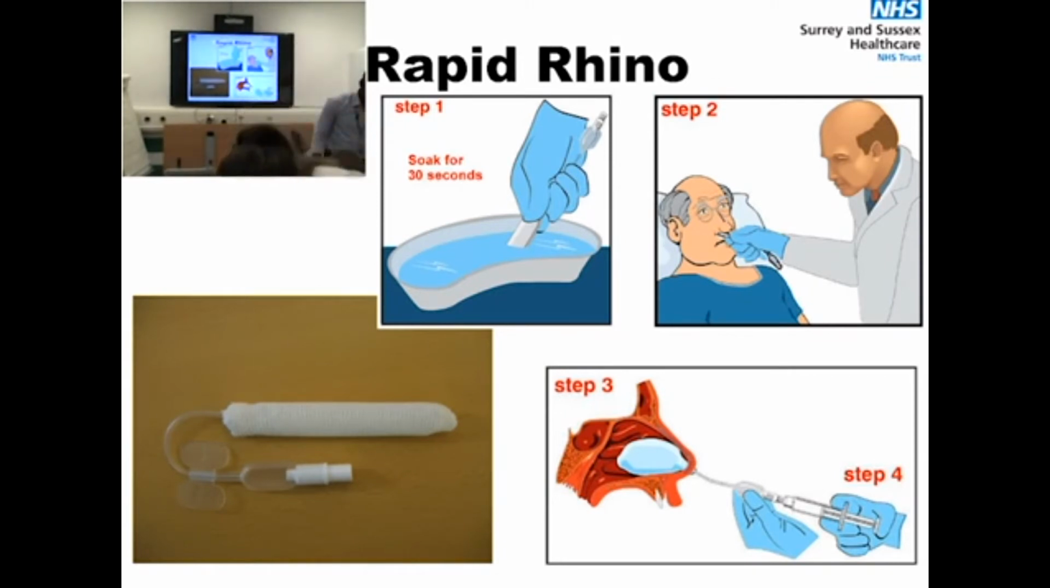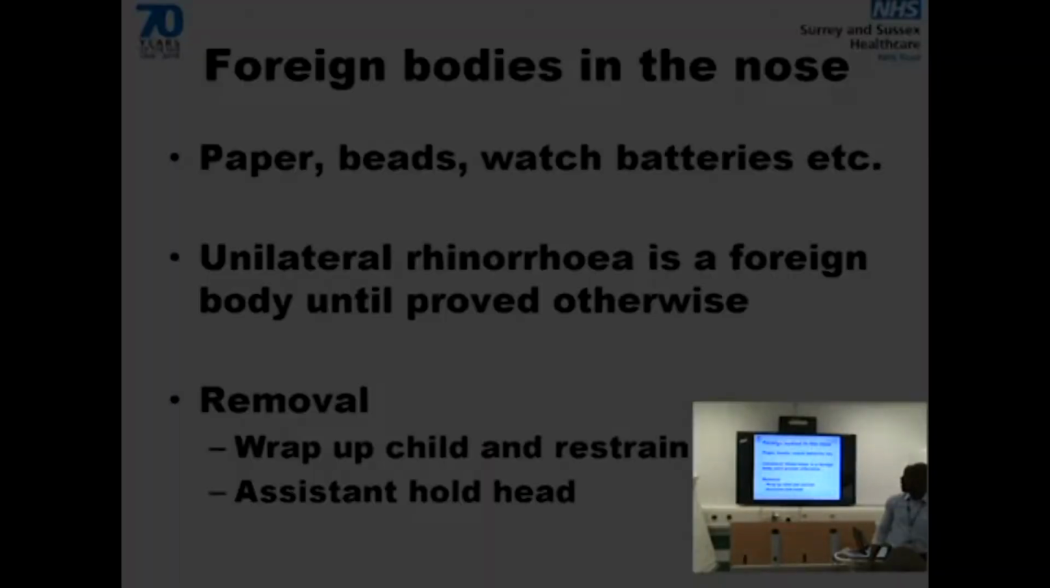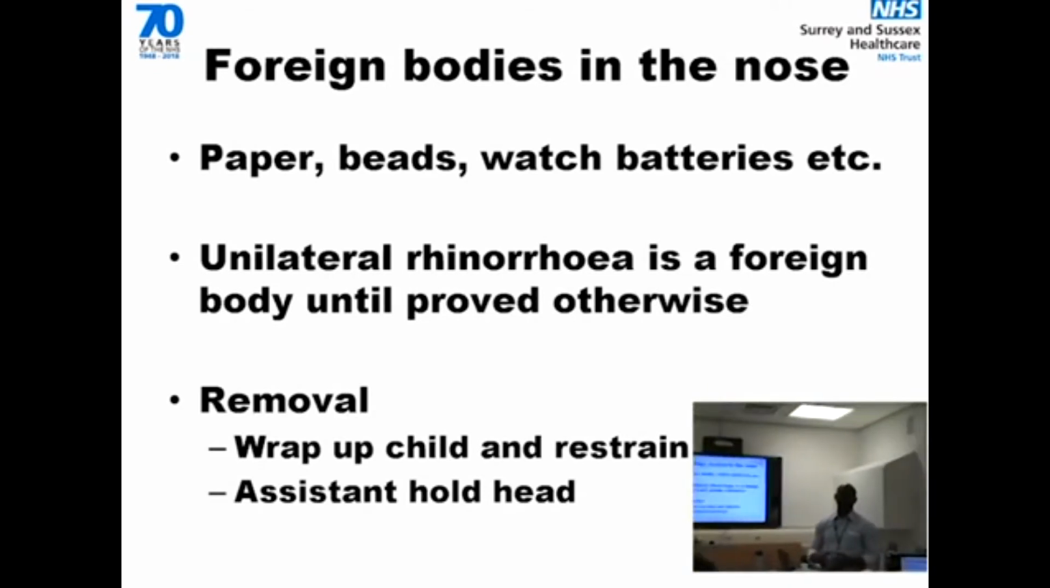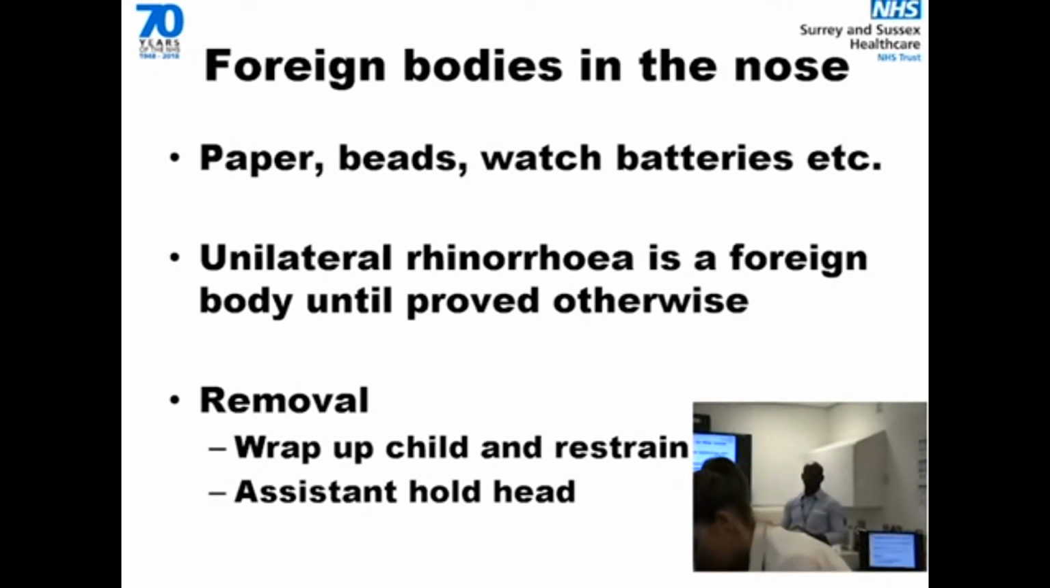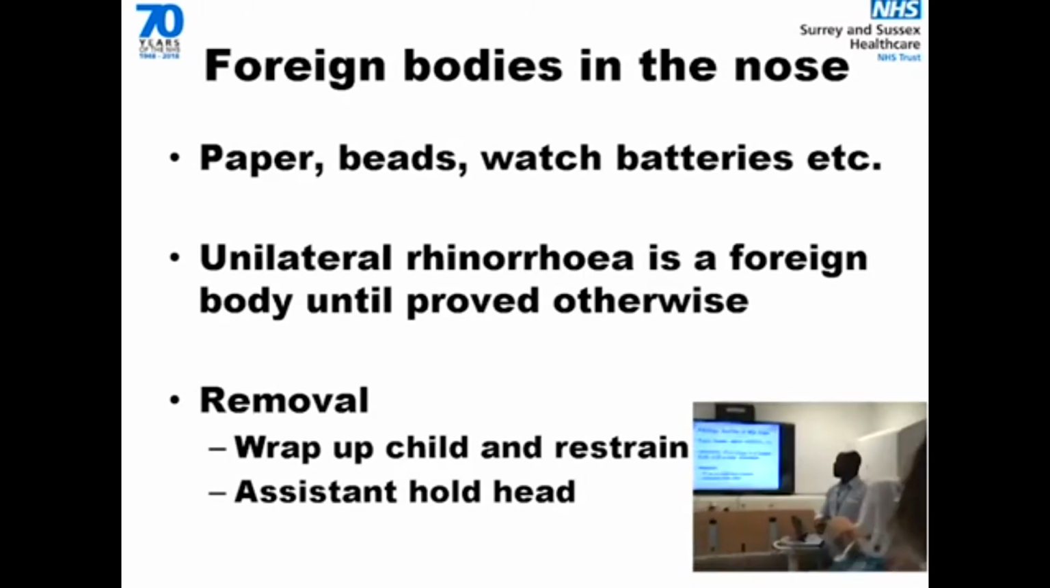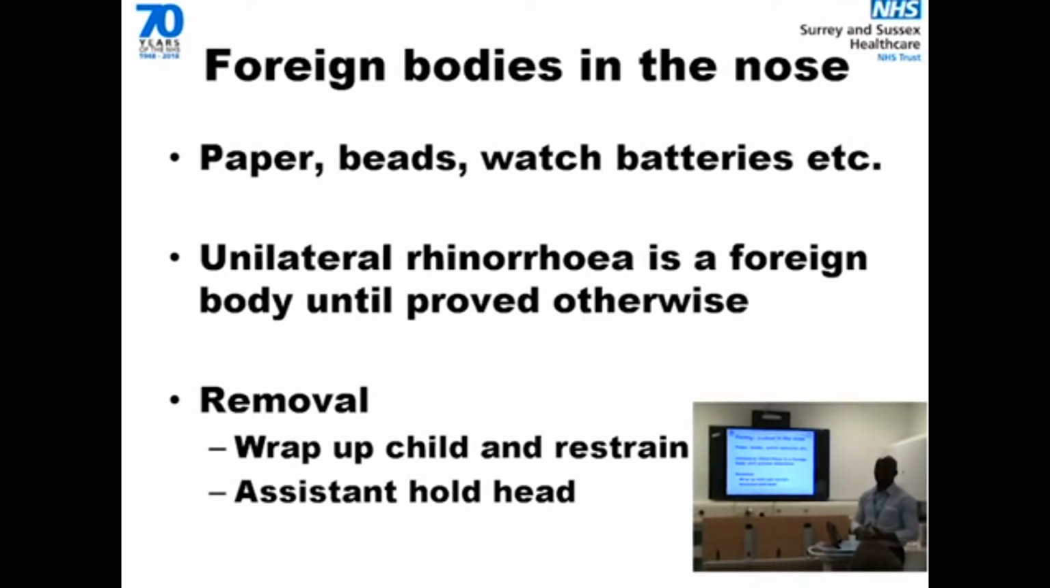We'll just keep on with the presentation. Now we'll come to something a little bit more interesting. Foreign bodies in the nose. And it could range from anything. Most times we see it in children, or we see it in adults with special needs. And it could range from anything to paper, beads, batteries, etc.